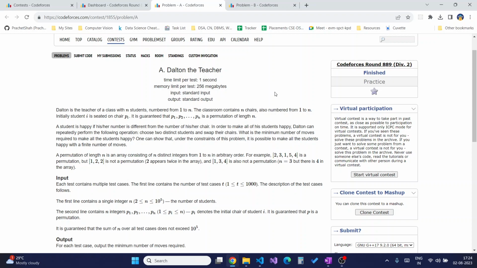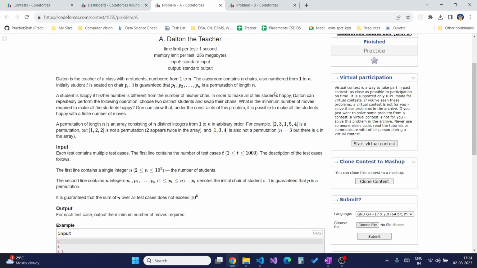This problem states that there is a class with n students numbered from 1 to n, and the classroom contains n chairs numbered from 1 to n, and student i is seated on chair p_i. It is guaranteed that p_1, p_2 till p_n is a permutation of length n. A student is said to be happy if his or her number is different from the number of his or her chair. In order to make all the students happy, Dalton wants to repeatedly perform the operation of swapping two distinct students and their chairs. He wants to find the minimum number of moves required to make all the students happy.